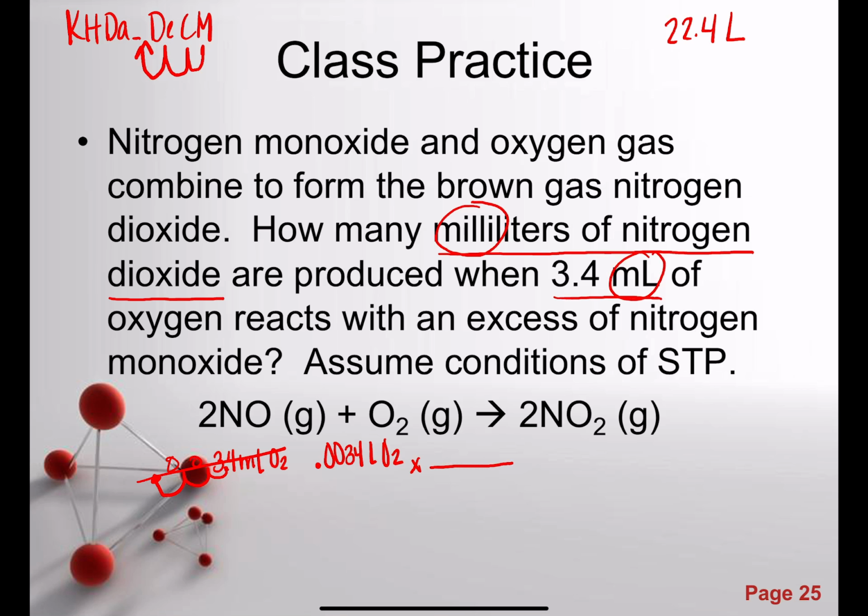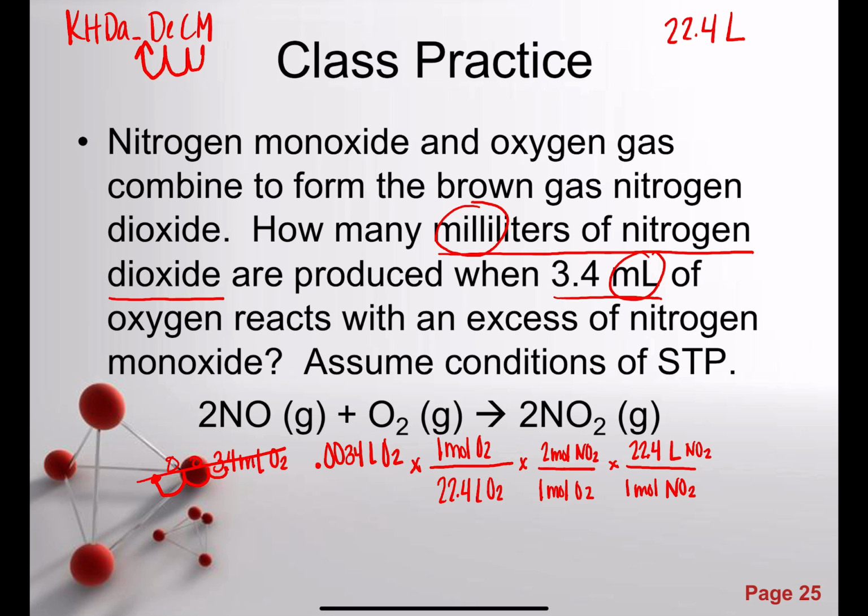So I know that there are 22.4 liters of oxygen in 1 mole of oxygen, and my mole ratio here is 1 mole of oxygen per 2 moles of nitrogen dioxide, which is what I'm trying to go to. And then in 1 mole of nitrogen dioxide, there's 22.4 liters.